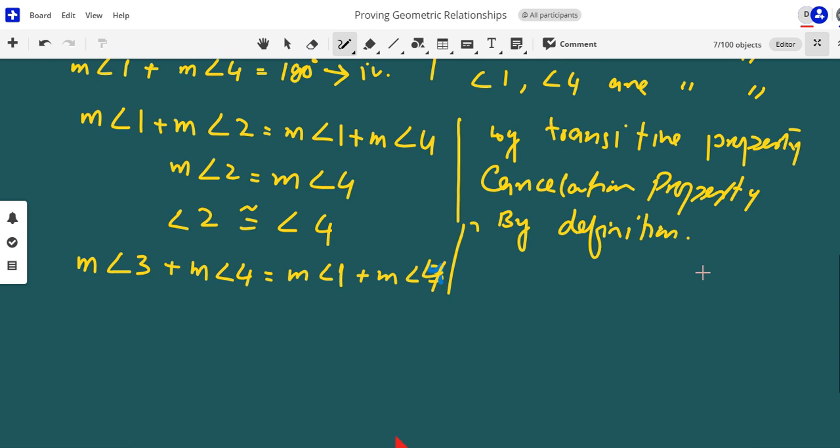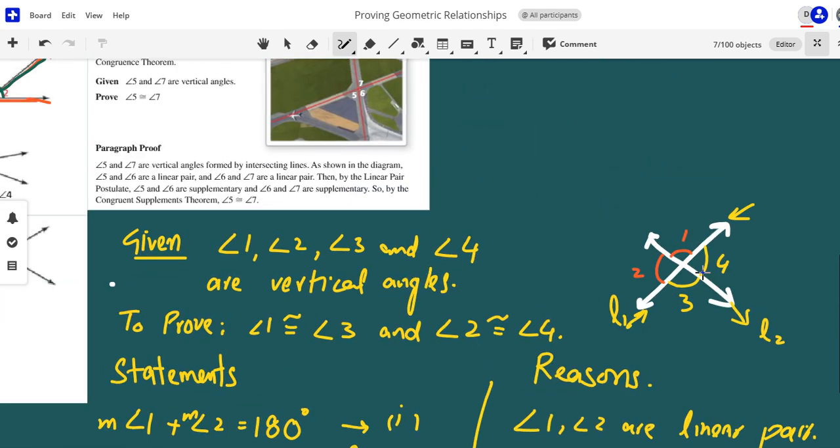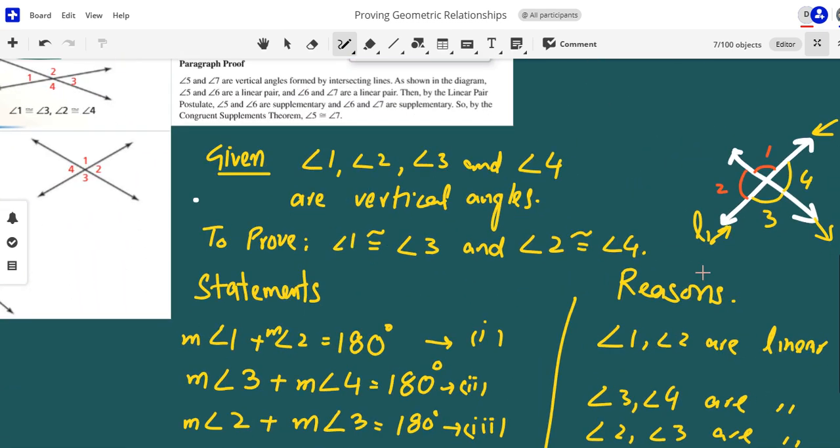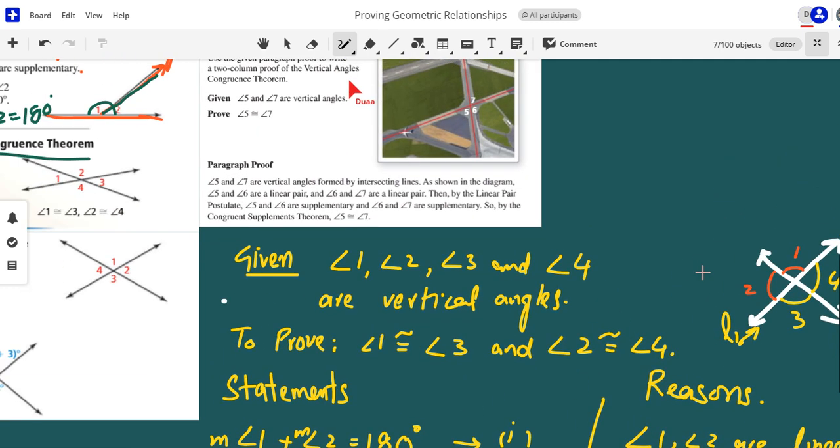Okay. So now again by the cancellation property, I can get measure of angle 3 equals measure of angle 1. So that means angle 3 is congruent to angle 1. Is it clear? Yes. So that's how we can prove that whenever two angles are vertical angles, the vertical opposite angles are congruent. Now, this is a very lengthy proof, right? Now we can write it as a paragraph proof.